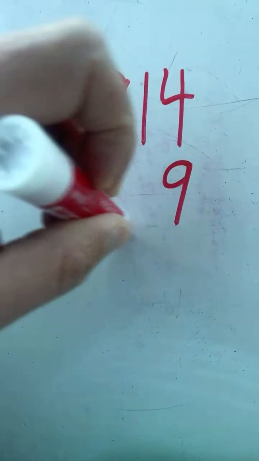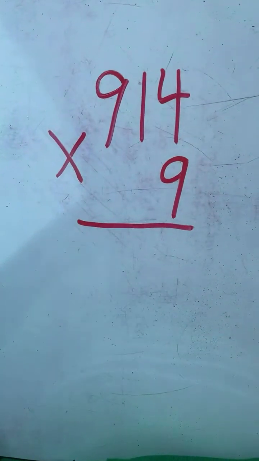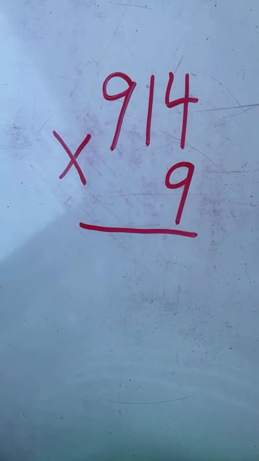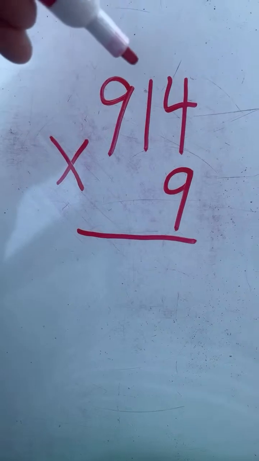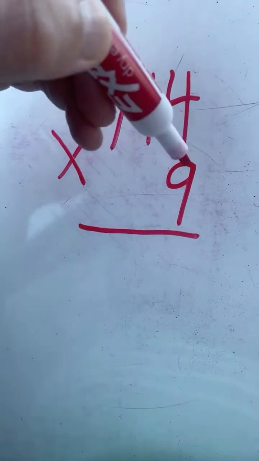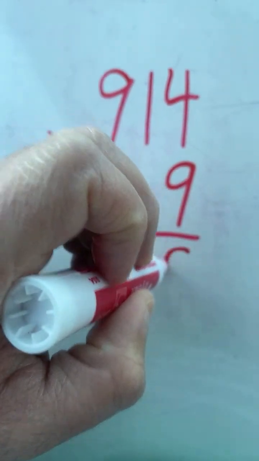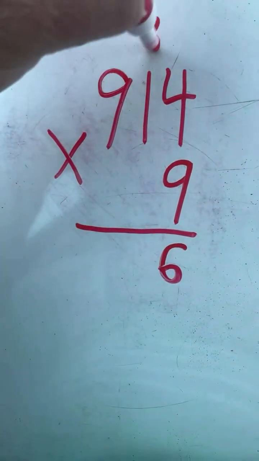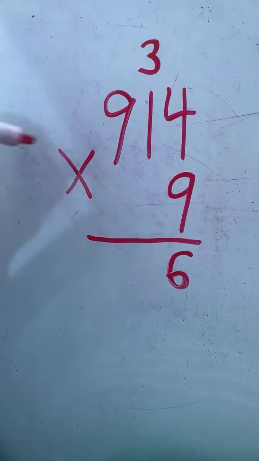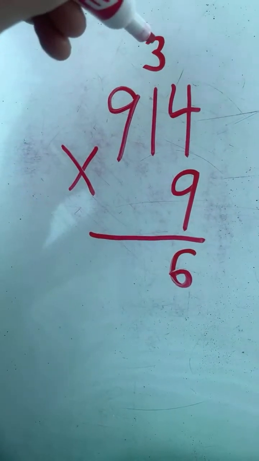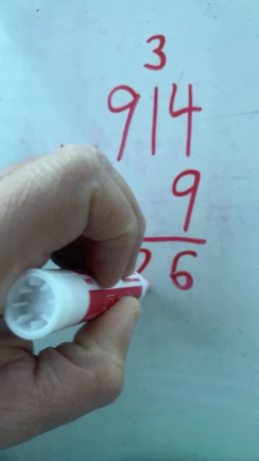All right, 914 times 9. So starting in the ones place, 4 times 9 equals 36. The 6 in 36 goes in the ones place. The 3 gets carried over to the tens place. 1 times 9 equals 9, plus 3 equals 12. 2, carry the 1.